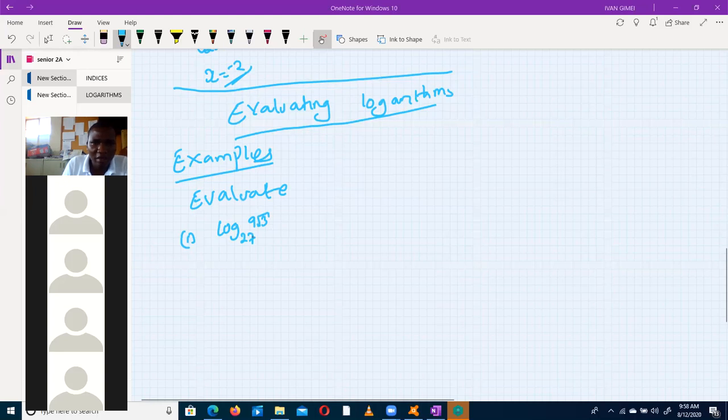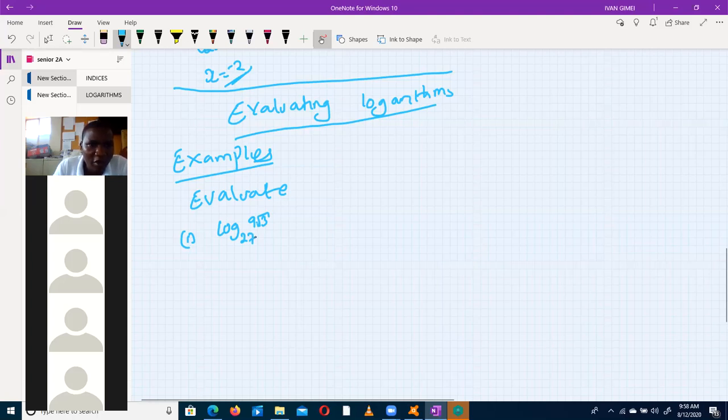How do you find the log of this? Is there anybody with an idea on how we can evaluate this number here? They're asking you to find this log. Find the log of 9 root 3 base 27. How can you answer such a question? To which power should we raise 27 to get 9 root 3?